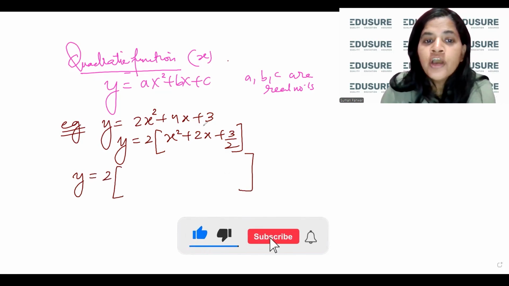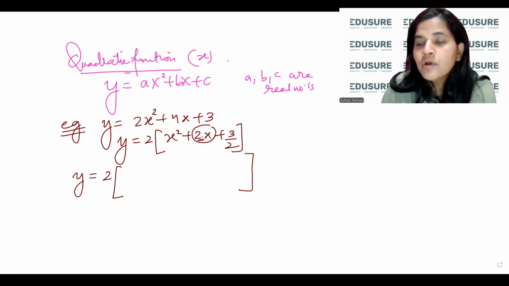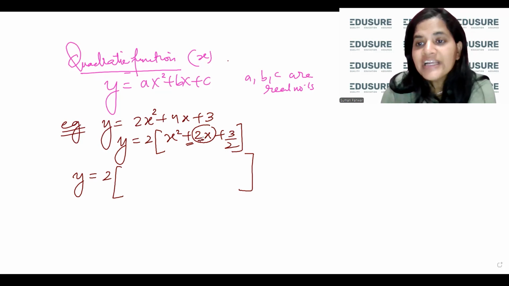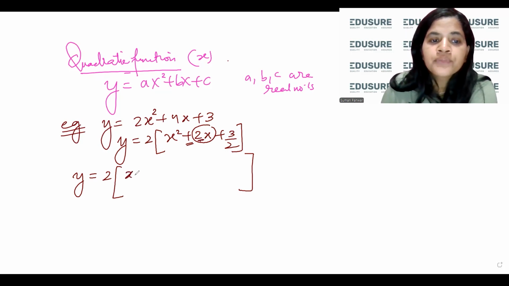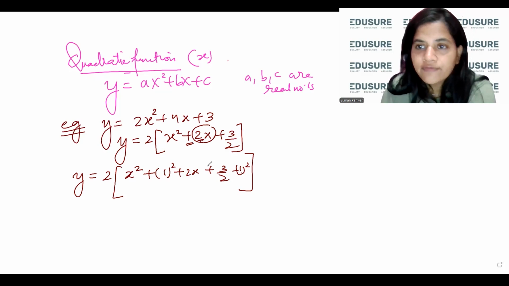So what I have to do is look at the coefficient of x. The coefficient of x is 2. Okay, I have to ignore the sign. So the coefficient is 2, take its half. So what is the half of 2? 1. Then square it. Okay, and then subtract the square also, so that the expression is not affected.